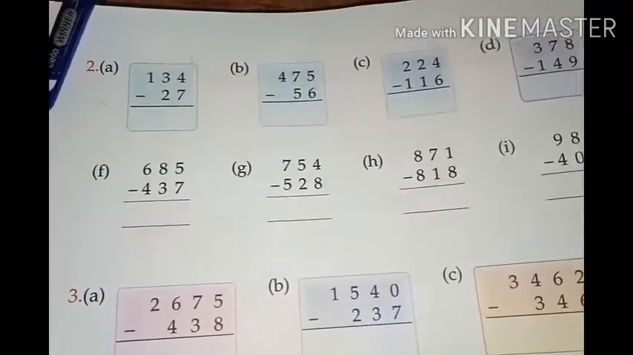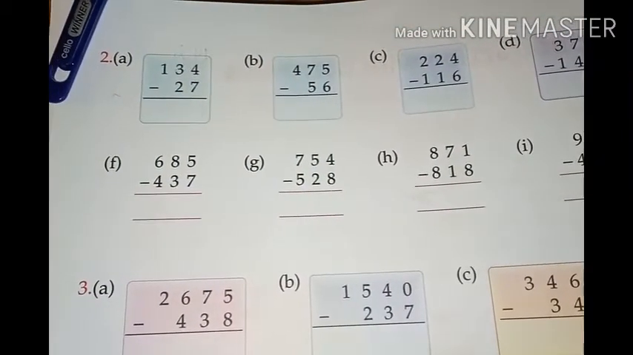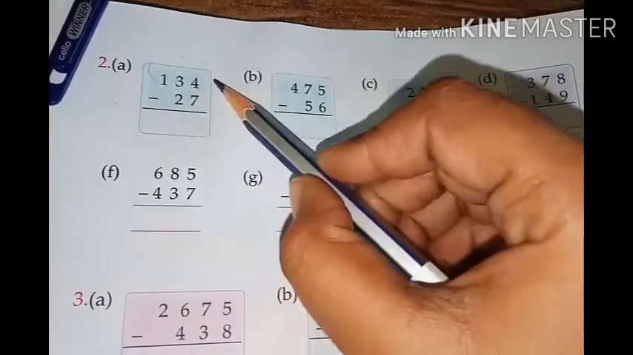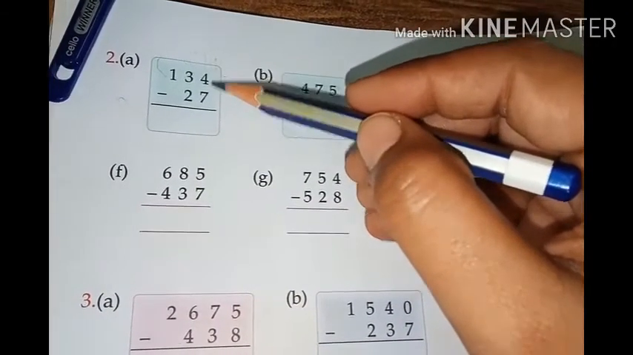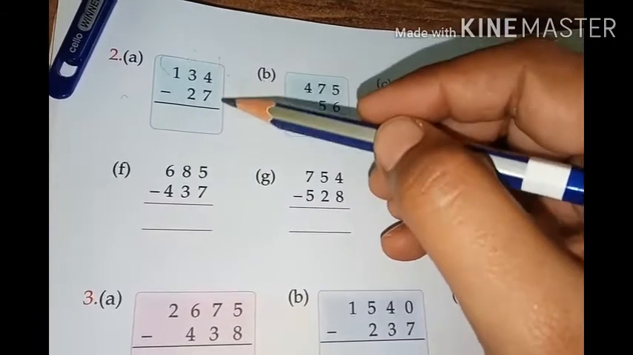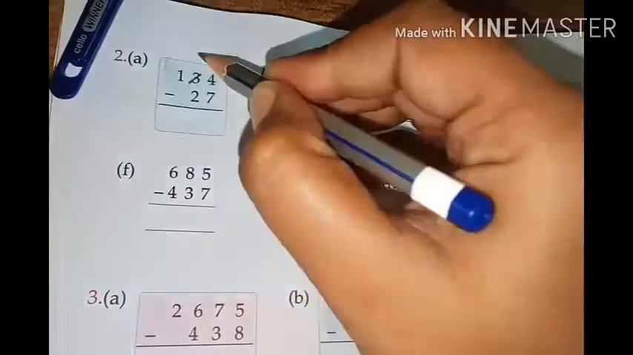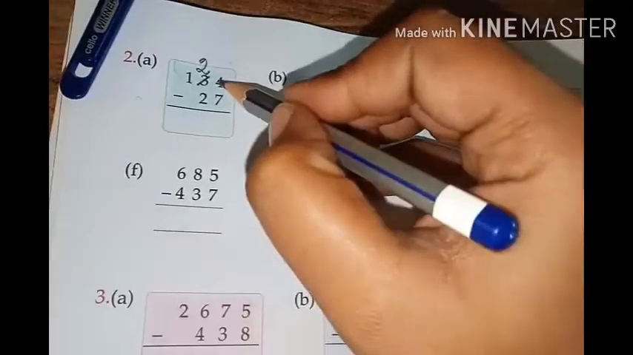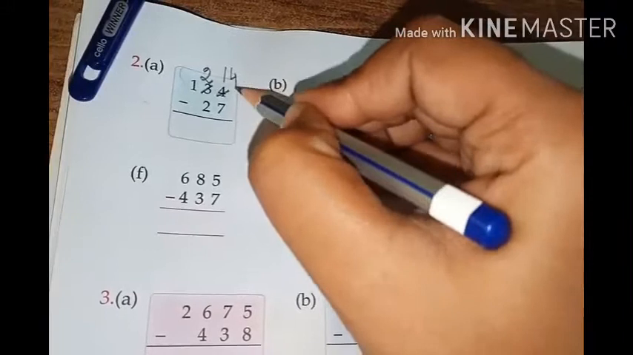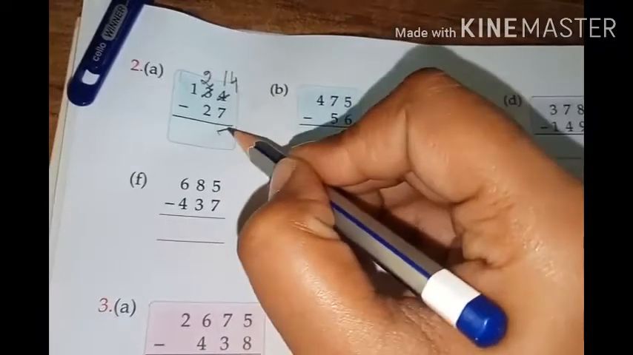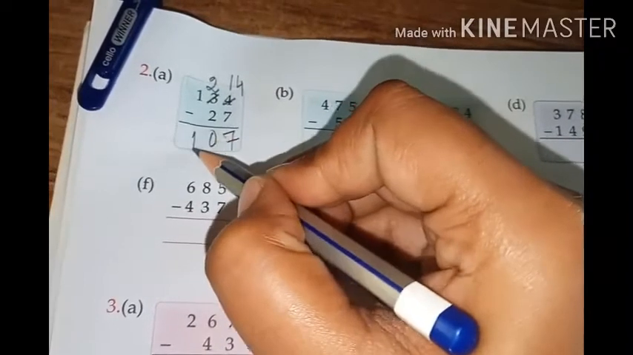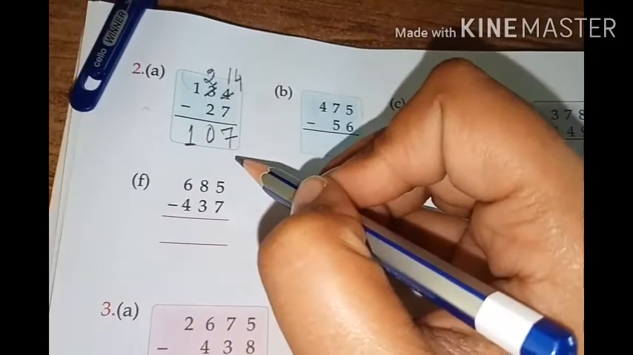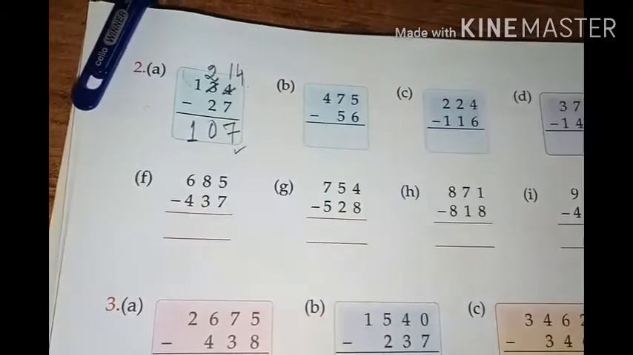Now let's come to our next page in which we have question number 2. So let's do question number 2's first part. We have 134 minus 27. So let's start with the ones place. 4 minus 7. You cannot subtract 4 with 7. So let's take 1 borrow from 3. 3 will become 2 and 4 will become 14. 14 minus 7 will be 7. 3 minus 2 minus 2 is 0 and 1 will remain as it is. So your answer to the question will be 107.